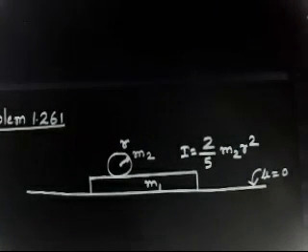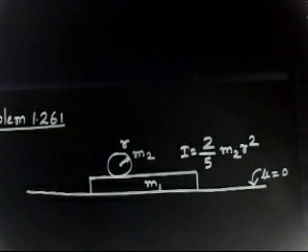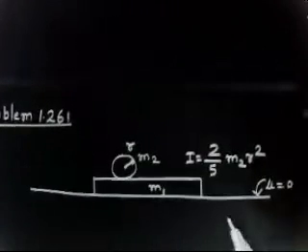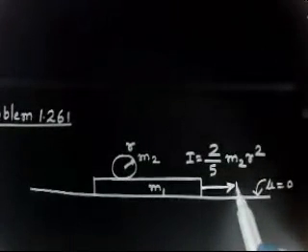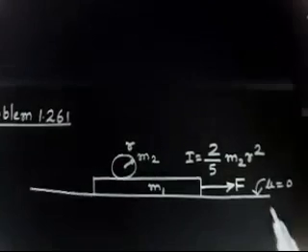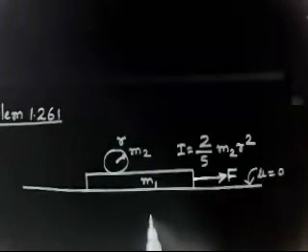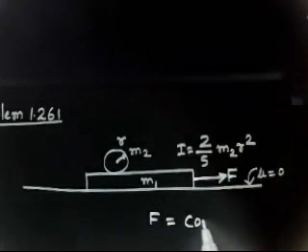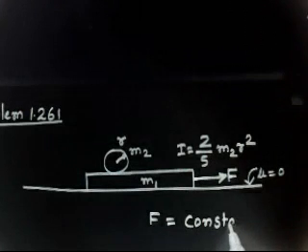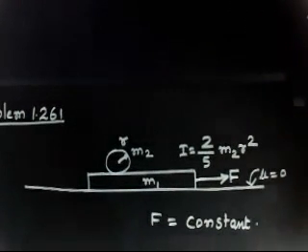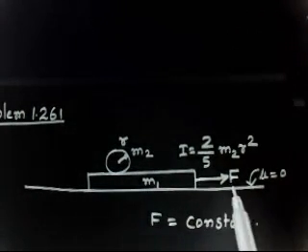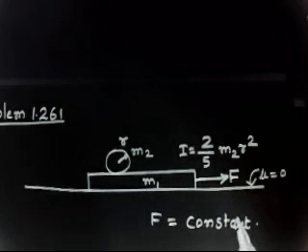Now next part says a constant horizontal force F is applied to the plank. So somebody applies a force F to the plank. Constant, so F is not variable. So we are applying a constant horizontal force. This is again horizontal, it's not inclined.